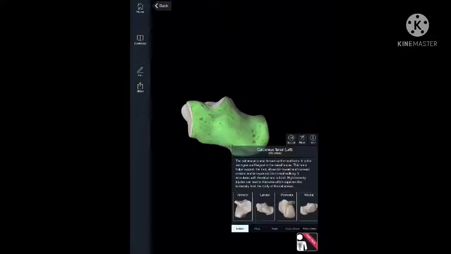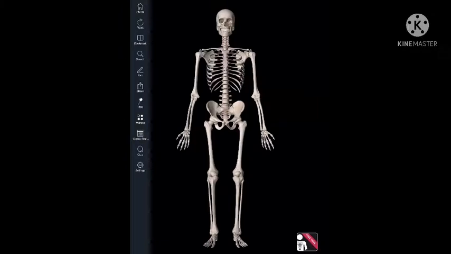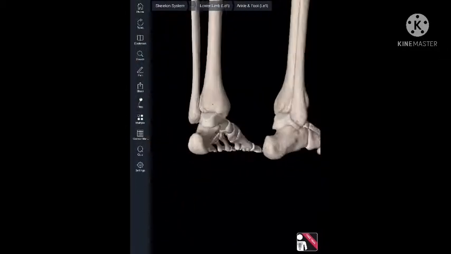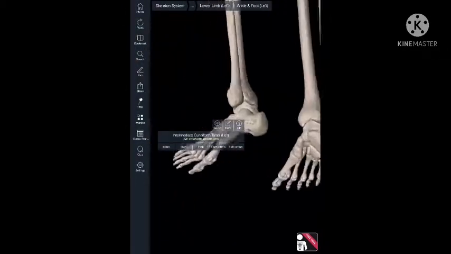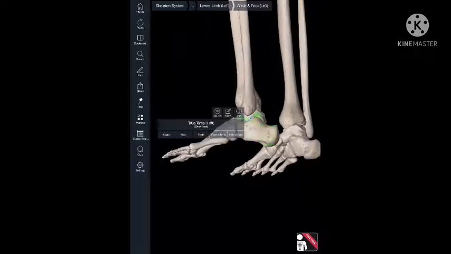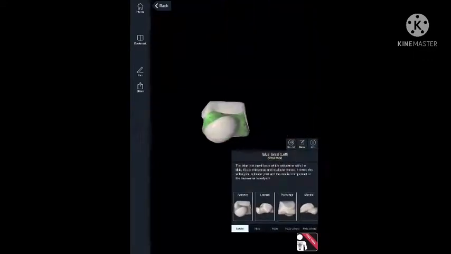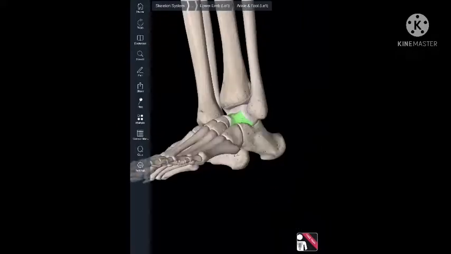Alright, now that we're done with the calcaneus, let us proceed with the talus. It is irregular in form and it occupies the most superior portion of the foot. It is considered the second largest of the tarsal bones. The talus articulates with 4 bones.